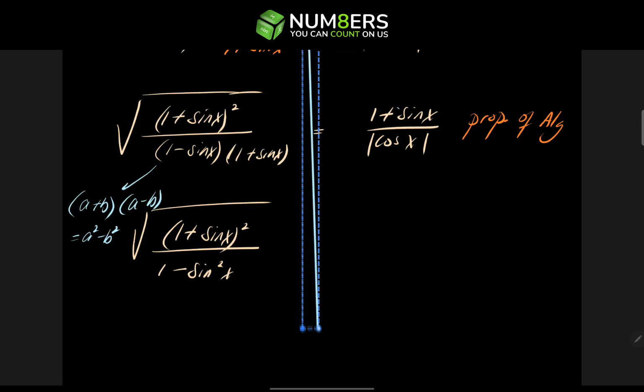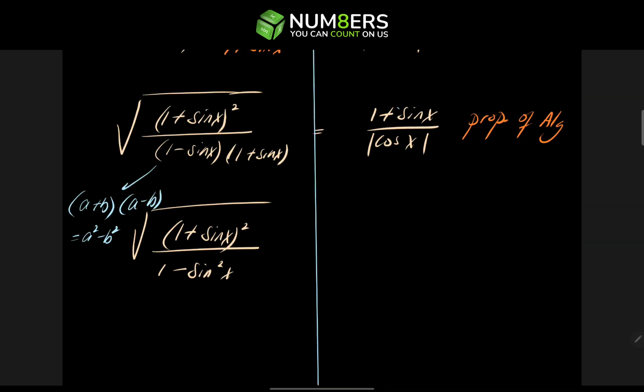Let's extend this guy. And that is equal to 1 plus sine x over cosine of x. Here we used foiling and simplifying, which is simplifying or properties of algebra, depending on how your teacher wants you to write it. So it's simplifying.